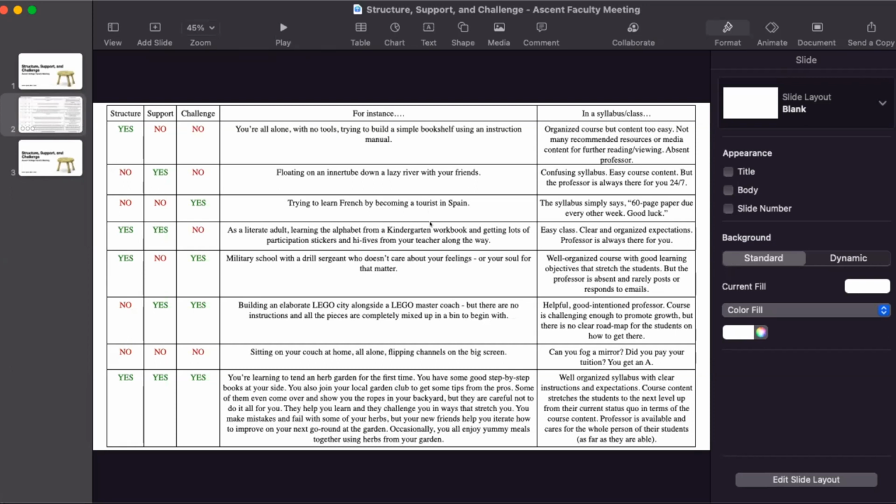Does anybody else have any final thoughts on where you have found success in your own development of courses and execution of courses in either structure, support, or challenge, or any combination of those? Where have you found success in those three things?